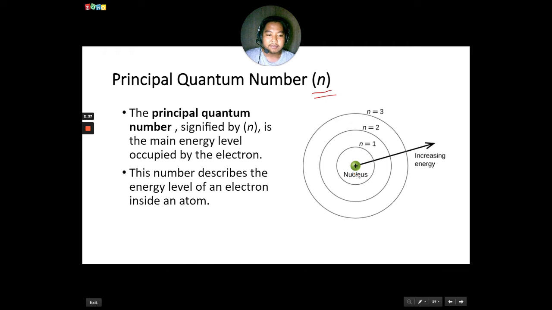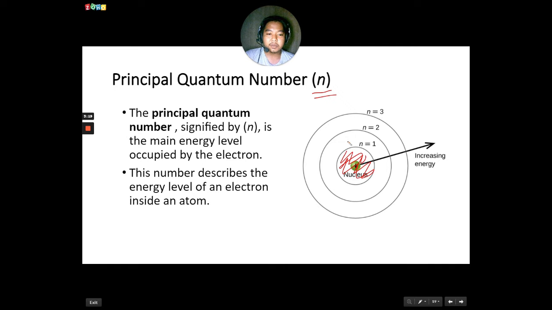So, if I have one circle around my nucleus, my n would be 1. Meaning, this might be my Camarines Sur, this might be my Bicol, this might be my Philippines, and this might be my world and Miss Universe. As we increase the energy level, the circle's diameter and radius also increase. The closer to the nucleus, the lower the energy level.